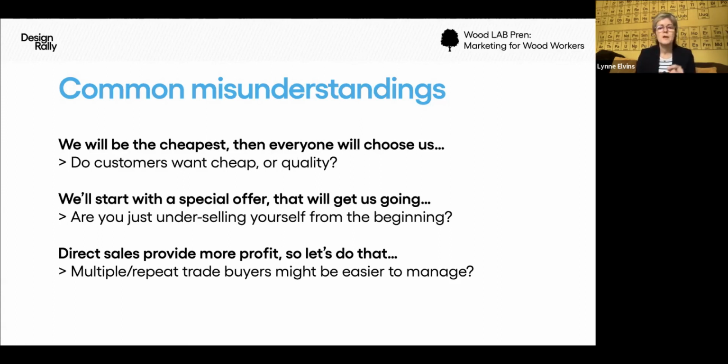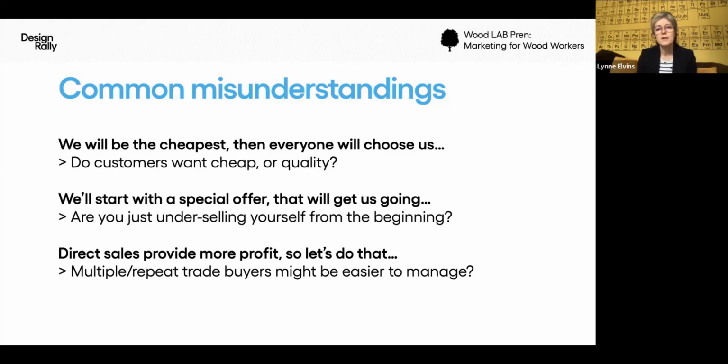That would be great. But again, do remember, if you sell direct to people, then you might only sell one item to one person. And once they've bought from you, they may not come back again, because then they've got their table or they've got their spoon and they don't need another one.